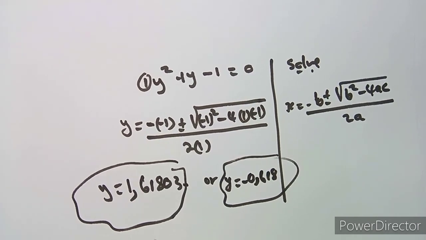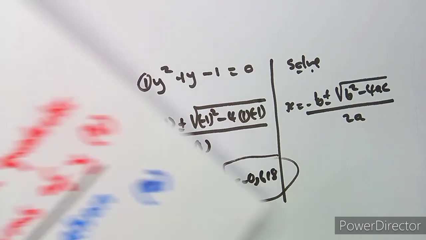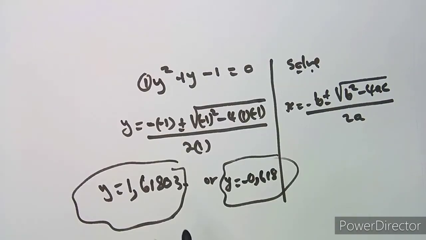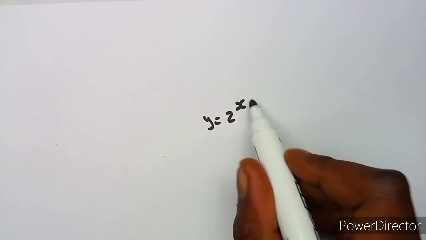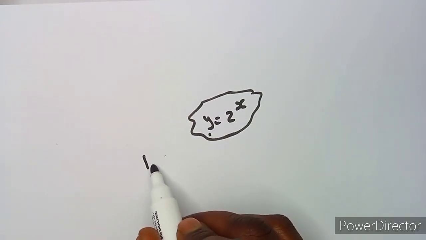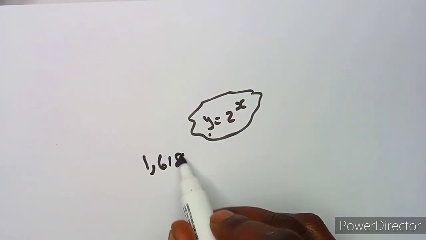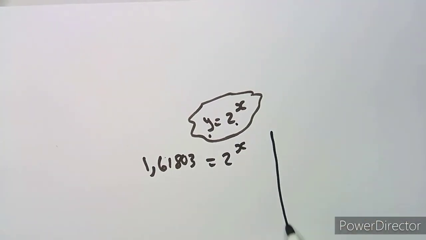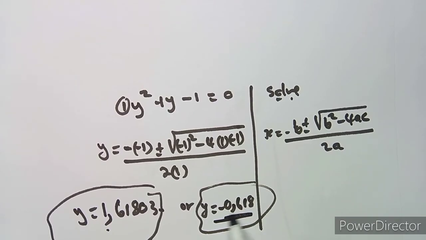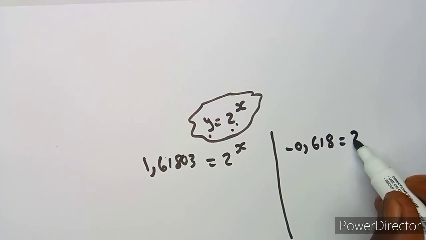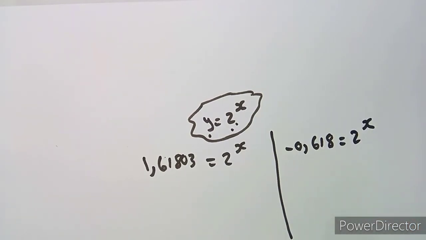I'm going now back to that introduction that we did, because remember, we introduced y to represent 2 to the exponent of x. So if we introduced y to represent 2 to the exponent of x, therefore I'm going to equate the first value of y, this one, 1.61803, and so on, is equal to 2 to the exponent of x. Then on the other side, I've got another value of y, which is here, -0.618, which is equivalent to 2 to the exponent of x. Therefore, I have to solve for x.